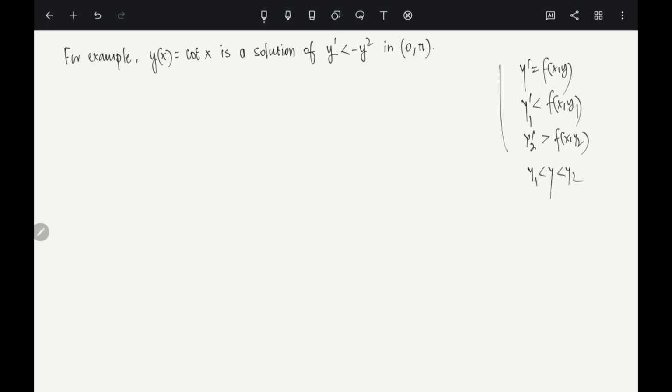So basically, if you can find a y1 such that this happens, and a y2 such that this happens, you expect your y to lie between y1 and y2. You get a quite nice cushion between two functions. You can sandwich your original solution, so you will get an idea of what your solution is doing. With this we are going to write down our first theorem. Whether this sort of thing can work or not, let's see.